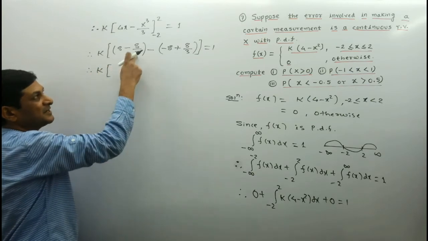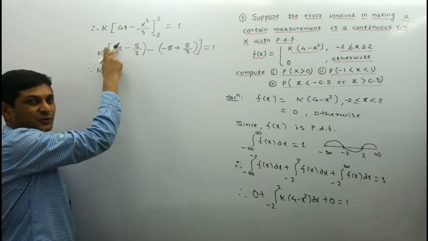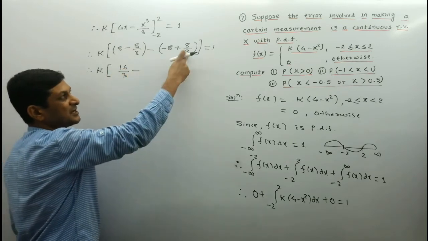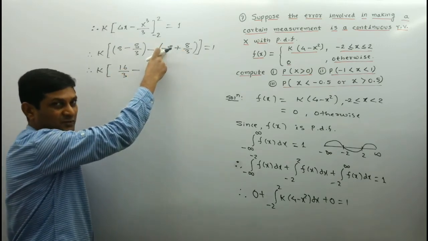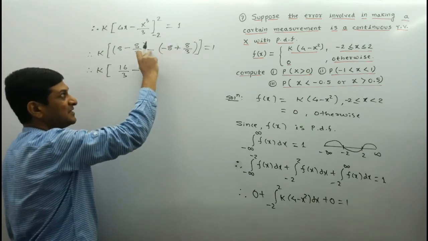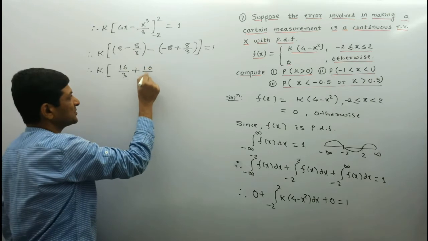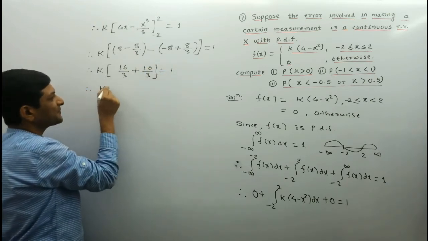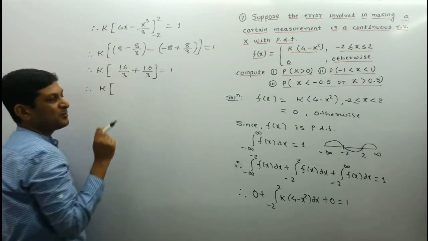Let us simplify it. 3 into 8 is 24. 24 minus 8 is 16, so 16 by 3. Minus, here 3 into minus 8 is minus 24. Minus 24 plus 8 is minus 16 by 3. Minus, and this minus will become plus 16 by 3, which is equal to 1. So therefore k, here we can observe that the denominators of both the terms are the same.